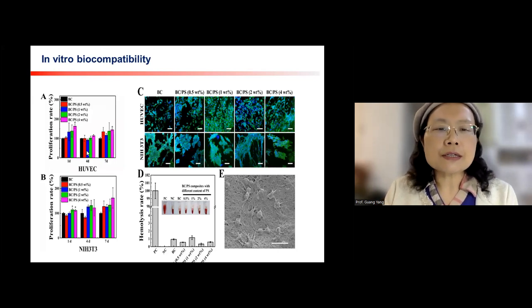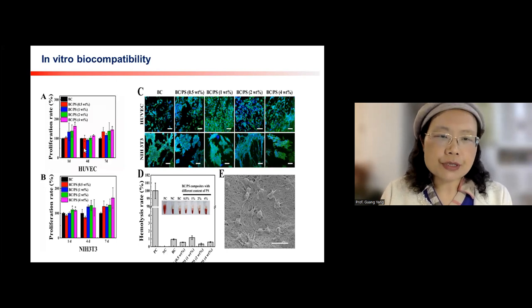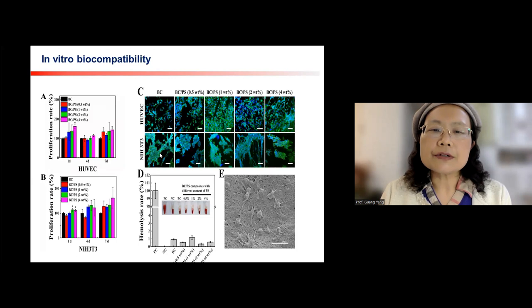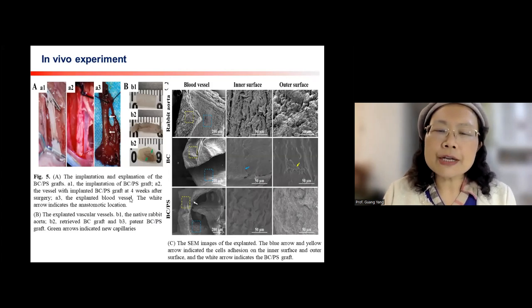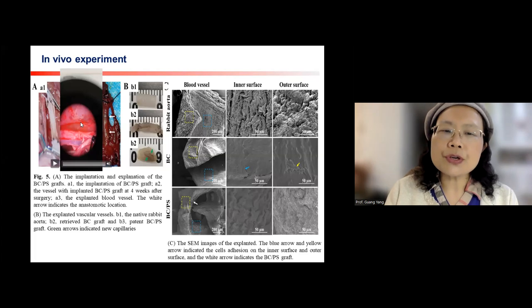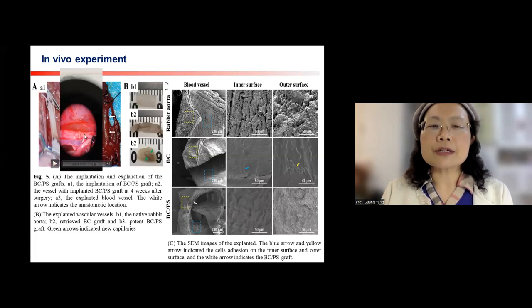And also we tested the biocompatibility. This is very good biocompatibility for different cells, and the blood compatibility is also good. And the most important is the animal test. For the animal test, if we use the bacterial cellulose itself, we found that after some time the blood will be blocked. But for the BC and PS blood vessel, after 3 weeks, it's not blocked and the flow goes smoothly.